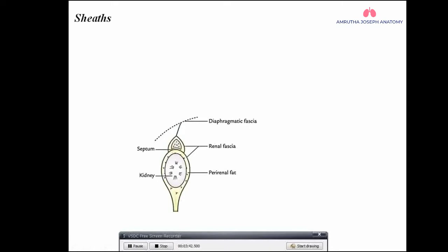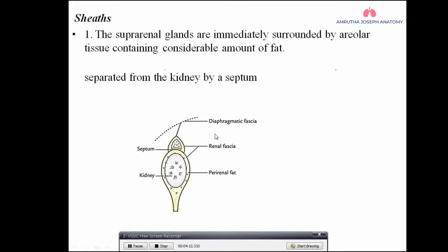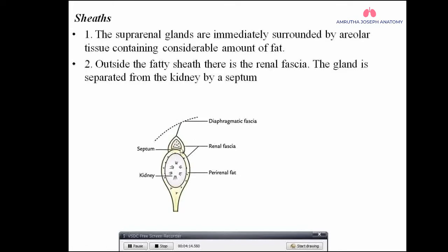There are two sheaths. The first sheath is made of fat, just surrounding the outer aspect of the adrenal gland, and the other layer is derived from the renal fascia. Renal fascia covers the kidney, and when it reaches the upper part, it also covers the suprarenal gland. But there is a septum separating the suprarenal gland from the kidney. So a fatty layer, and outside that a layer of renal fascia.